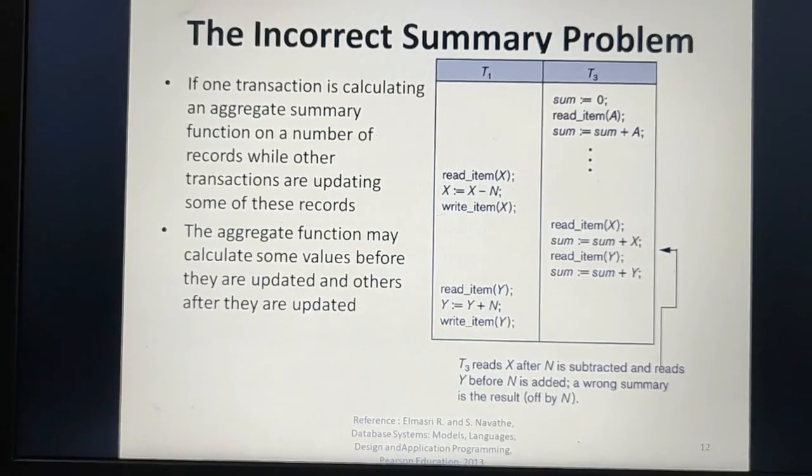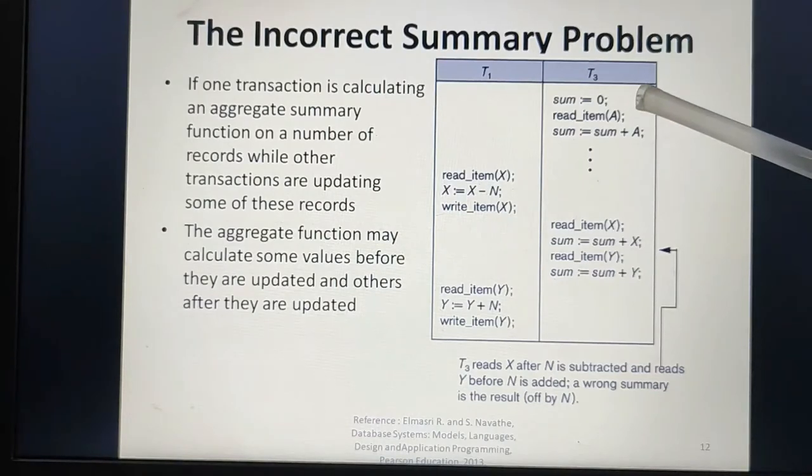Next problem is the incorrect summary problem. If one transaction is calculating an aggregate summary function on a number of records, while other transactions are updating some of these records, the aggregate function may calculate some values before they are updated and others after they are updated.